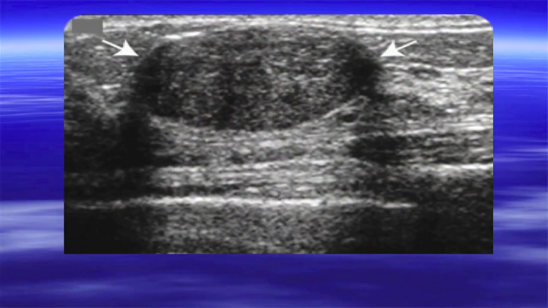Next. That's a solid mass. But you see the margins are round, they're pushing the tissue, that's a fibroadenoma. I've seen so many of these over the years that a lot of people still biopsy fibroadenomas because they're solid masses.